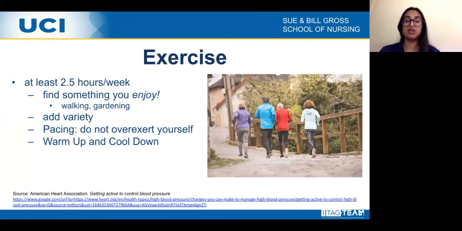One day you can go on a half-hour walk. The next day you can spend some time playing with your grandchildren. Another day you can spend some time gardening or doing chores. It's important to pace yourself while you're exercising. This moderate exercise can be described as doing an activity while still being able to hold a conversation. It's important to warm up and cool down before and after each exercise to reduce your risk of injury.